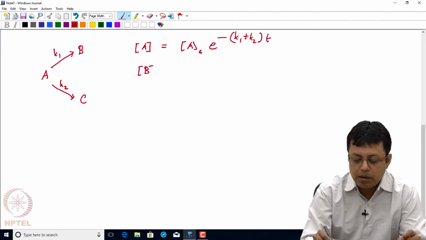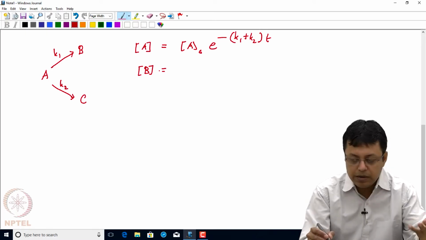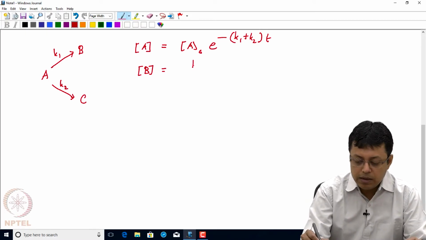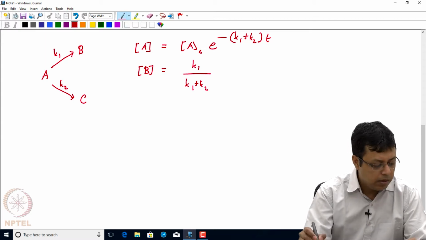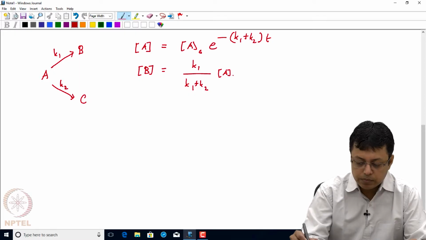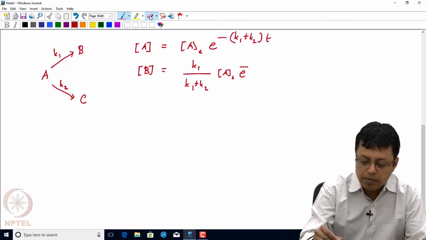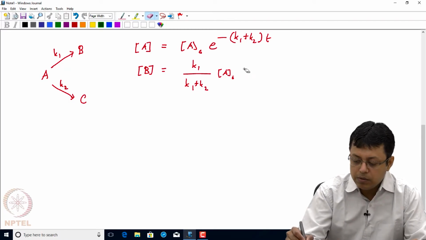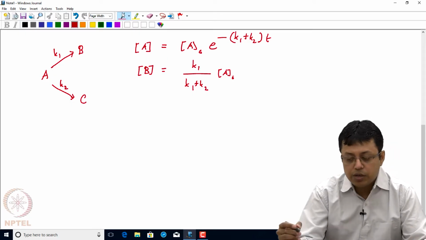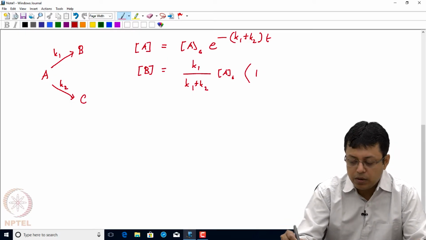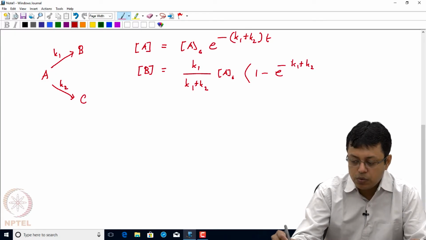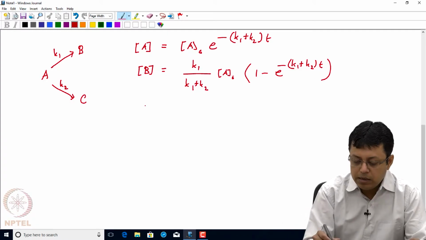Now in the same way we can solve the integrated rate law for B, and you will find that it will be something like K1 by K1 plus K2 into A0 into e to the power minus something with respect to time. Both the B and the C will grow. So any exponential growth we can show like 1 minus e to the power minus K1 plus K2 into T, and similarly the concentration of the C will vary.